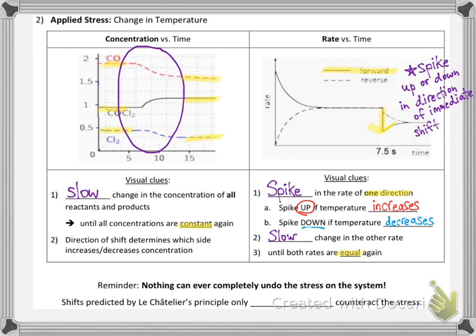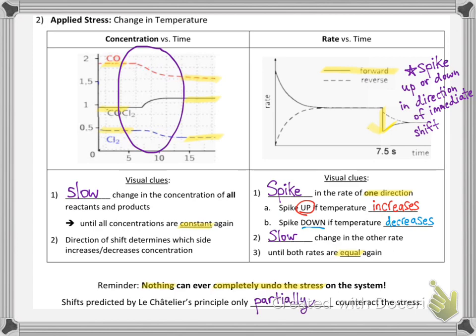And then, of course, if one rate slows, the other one's gotta slow down too, but it'll slow down more slowly, like it did in this case, until they're both equal again. If one of the rates speeds up, then the other one's gonna speed up too, just more gradually. I love these graphs because they are a visual reminder of something very important. Nothing that you do can ever completely undo the stress on the system. All of these things were at equilibrium, they got stressed, and they found a new equilibrium, but it's not quite the same place. So the shifts predicted by Le Chatelier's principle will only partially counteract the stress.